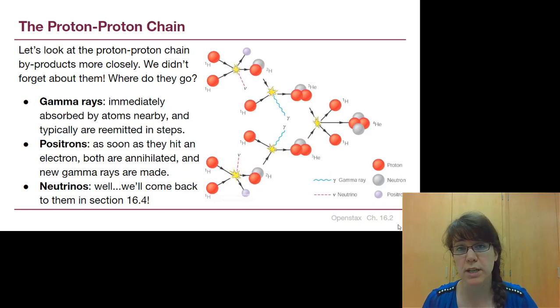Positrons, when we introduced that term, we said they were anti-electrons. As soon as they find a free random electron flying around, they'll both annihilate, they'll make new gamma rays, and then we talked about what happens to gamma rays. They kind of get absorbed and re-emitted in steps. And the neutrinos, they're just going to escape the sun. We're going to come back to them in the very last portion of this particular chapter. It's going to be a separate video when we talk about section 16.4.